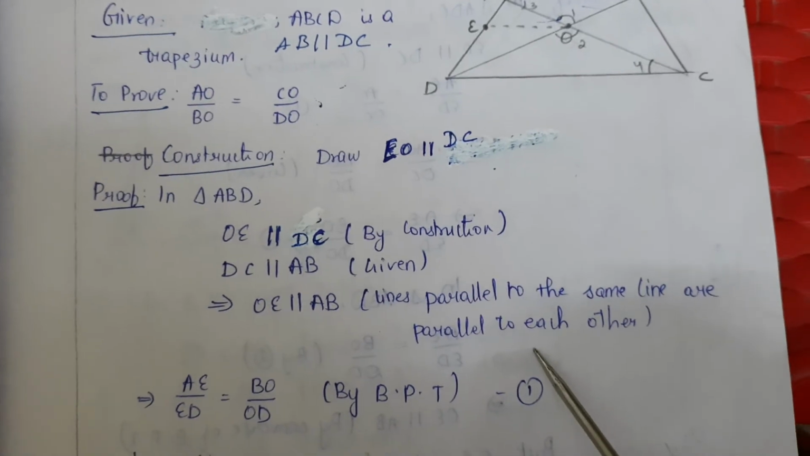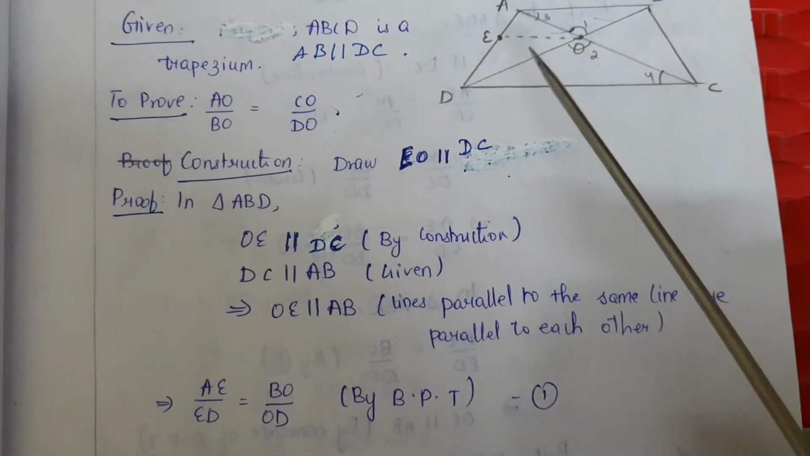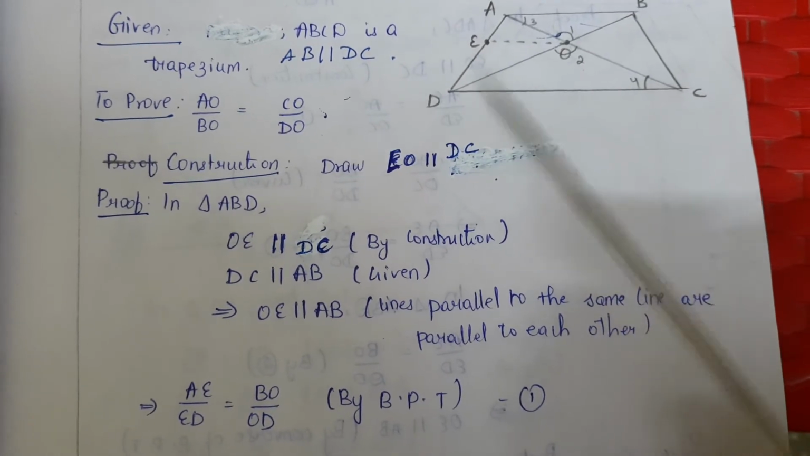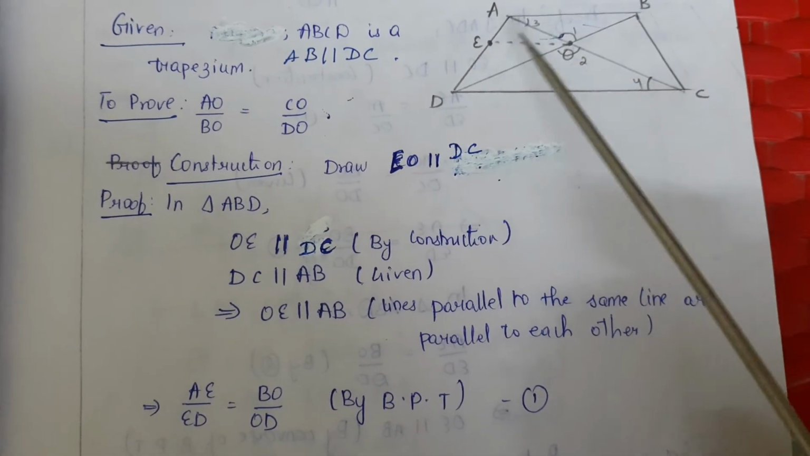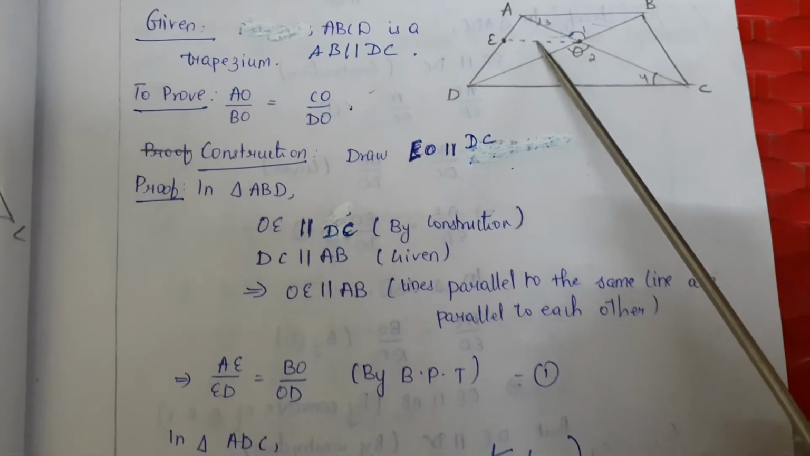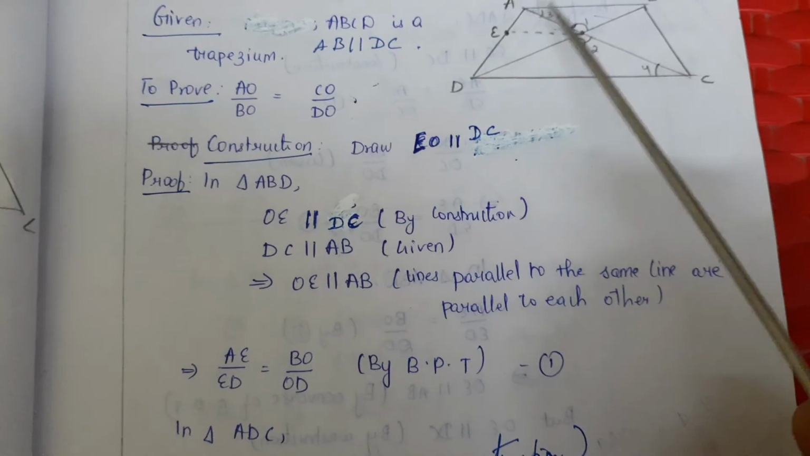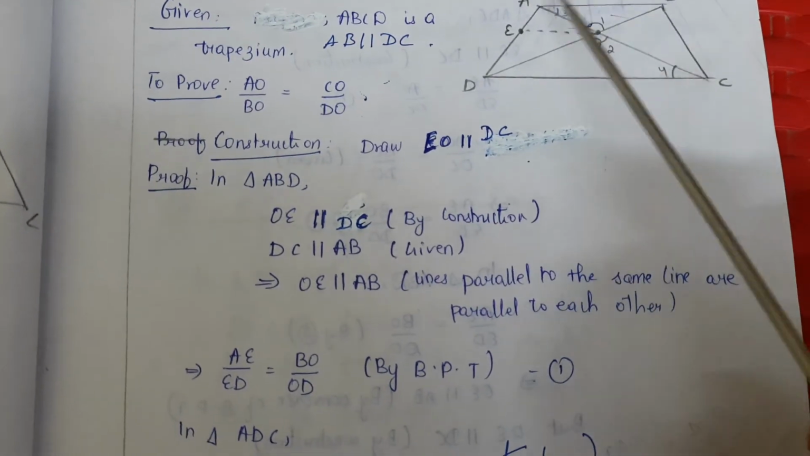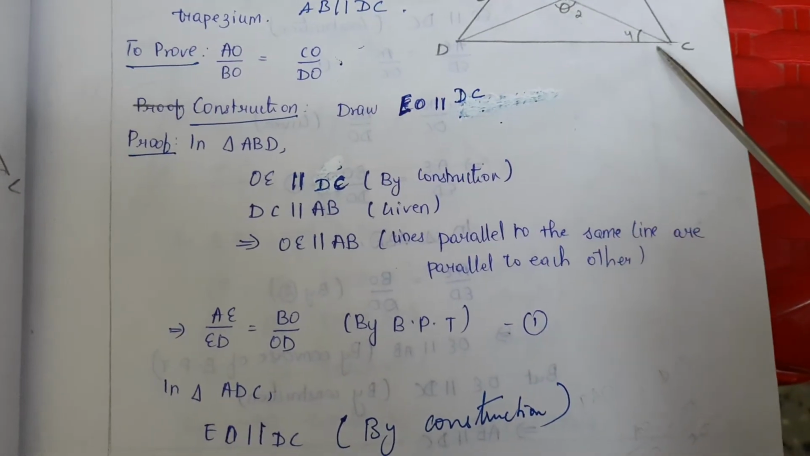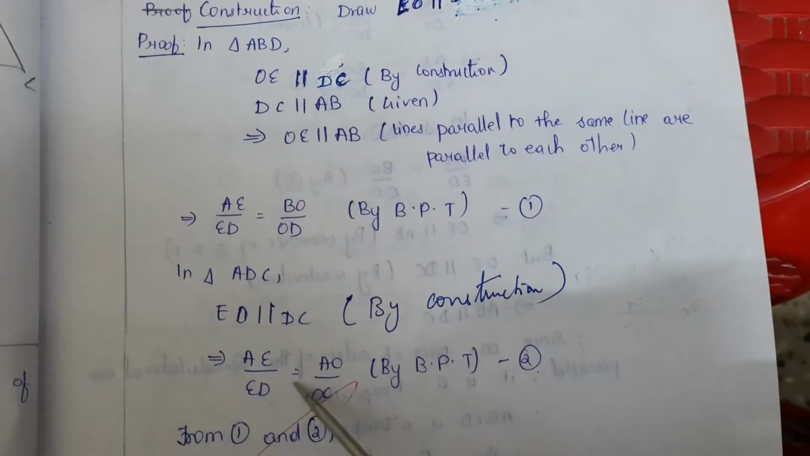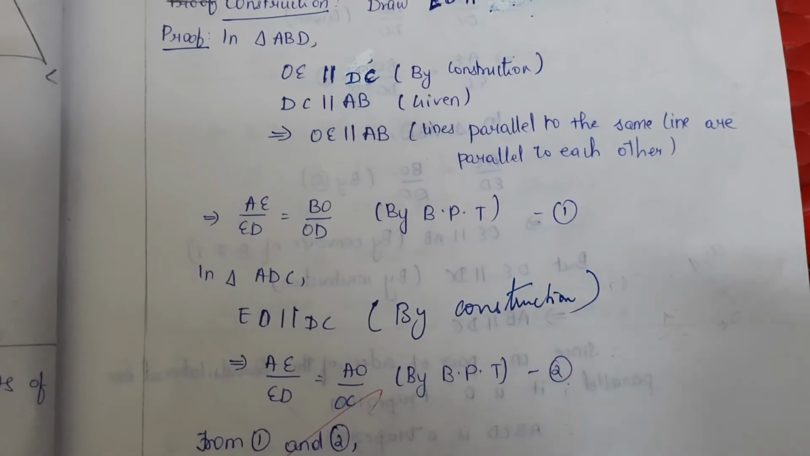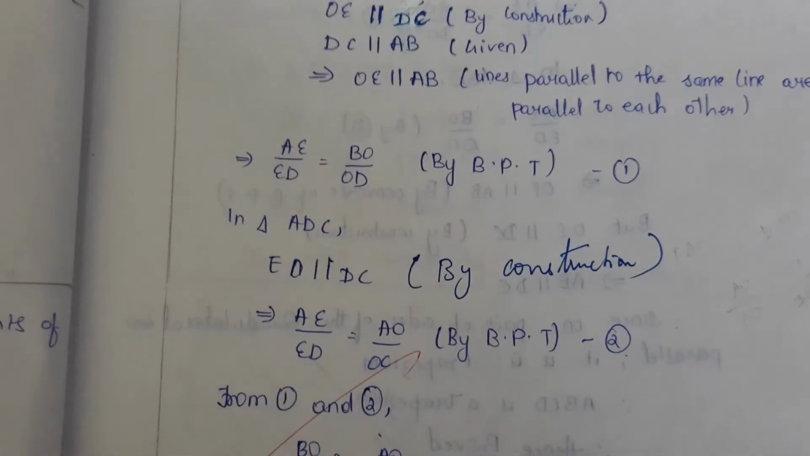Now by BPT theorem, when you take this triangle ABD, we get AE by ED is equal to OB by OD. Take this as first equation. Now let us take ADC as the second triangle. If we take this triangle, you know EO is parallel to DC. So by BPT theorem we get AE by ED is equal to AO by OC. Take this as second equation.